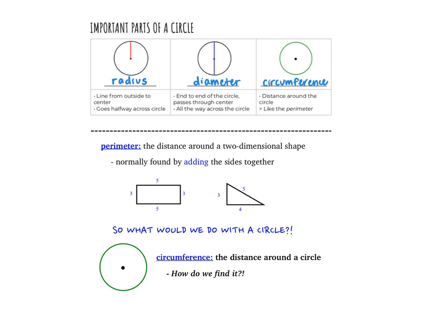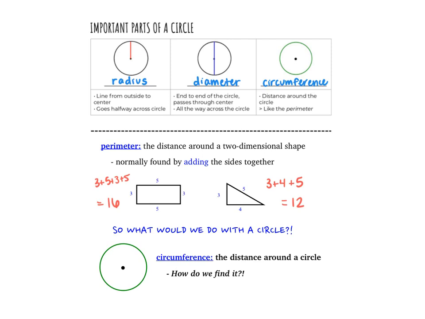So taking a little break from our notes for a second, perimeter is also the distance around a two-dimensional shape. And we normally find it by adding the sides together. So if I look at both this rectangle and this triangle, I could just add up the sides. For the rectangle, I could make my way around and do 3 plus 5 plus 3 plus 5. You might have thought of some shortcuts for that. And I would get that that perimeter would be 16. For the triangle, I could do the same thing of 3 plus 4 plus 5, and I would get a perimeter of 12.